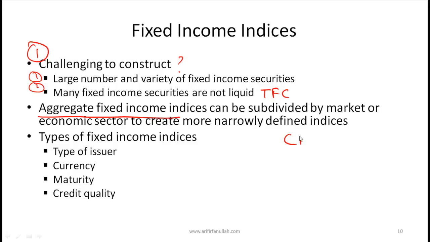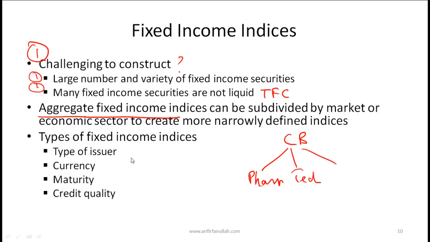So you could have a corporate bond index, and then within that corporate bond index you can then define it as various economic sectors such as pharma or technology and so on. So the last point related to fixed income indices is that you can also have indices based on the type of fixed income. So there are different types of fixed income indices.